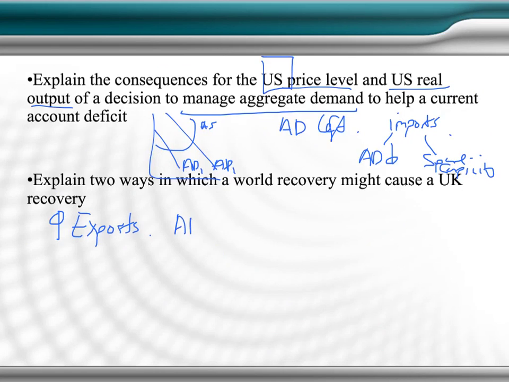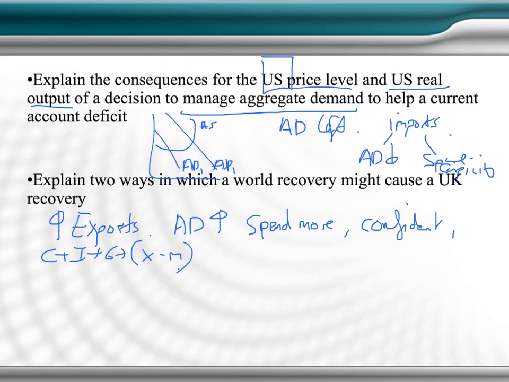This is because AD will go up, right? If AD goes up, that means that people will spend more. Also, when AD goes up, how's the country feeling? They're probably feeling more confident. And that means that also exports are part of AD, because C plus I plus G plus X minus M. So you'd be saying all that, and basically you draw a diagram with AD going to the right, showing how it's been beneficial for the economy because Y1 to Y2.